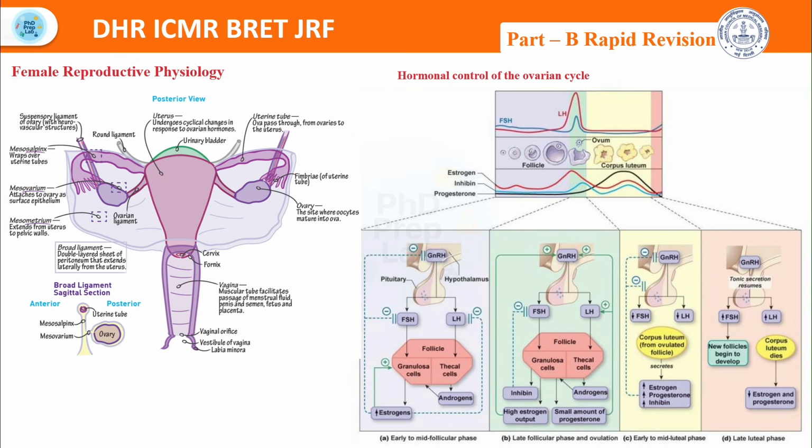So first in the follicular phase, the FSH acts on growing the ovarian follicles. The follicles secrete estrogen, which thickens the endometrium. Then the ovulation occurs at around 14th day due to LH surge.